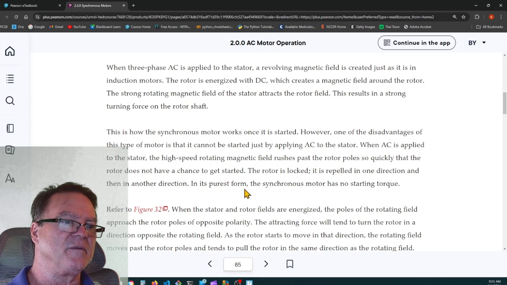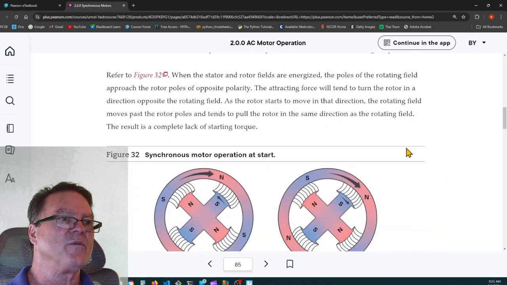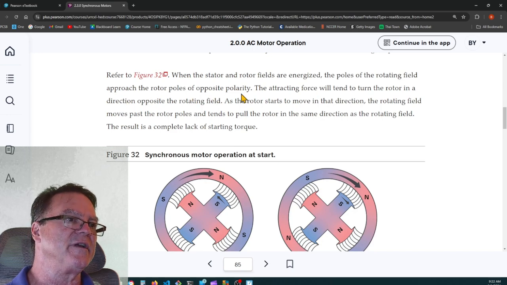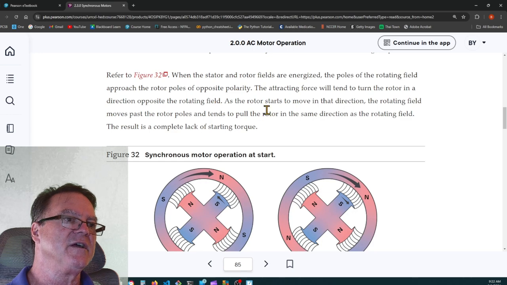In its purest form, the synchronous motor has no starting torque. So when the stator and rotor fields are energized, the poles of the rotating field approach the rotor poles of opposite polarity. The attracting force will tend to turn the rotor in the direction opposite the rotating field. As the rotor starts to move in that direction, the rotating field moves past the rotor poles and tends to pull the rotor in the same direction as the rotating field. The result is a complete lack of starting torque.